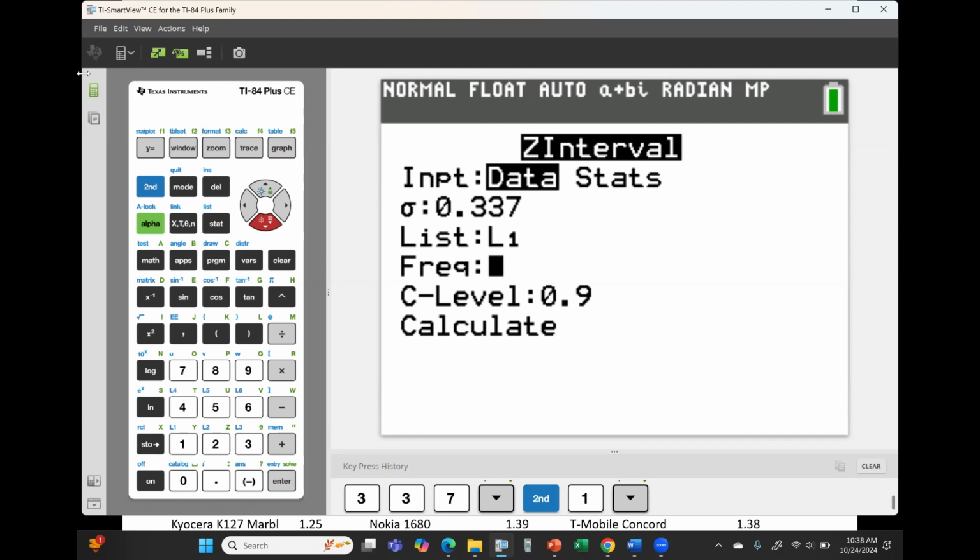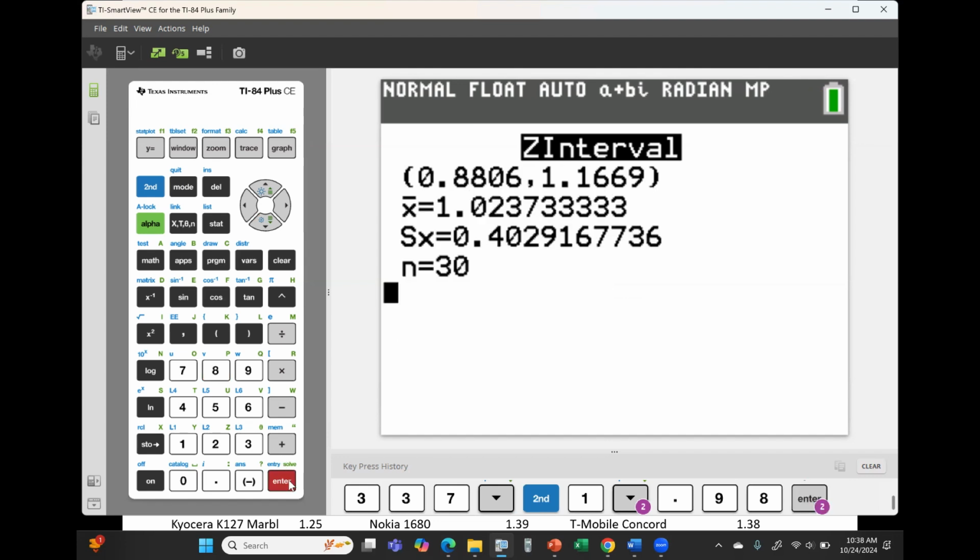Okay, what was my confidence level? 0.98. So what's my confidence interval? From 0.8806 to 1.1669. The mean of that data is 1.0237. And then it tells you the standard deviation of the sample data and the size of the sample.